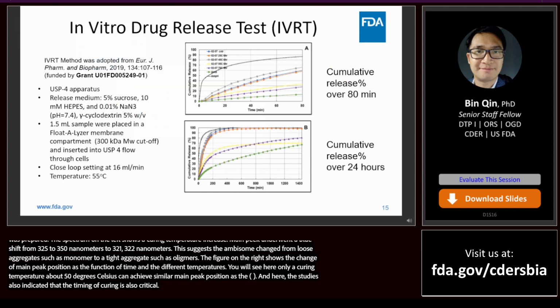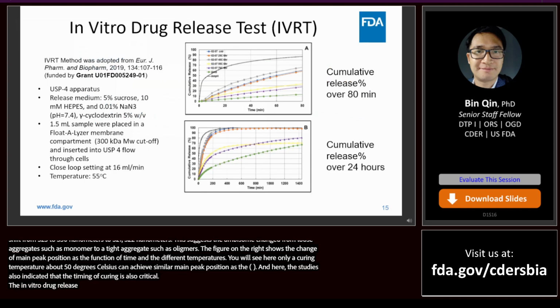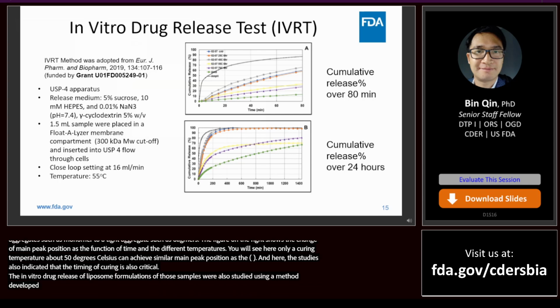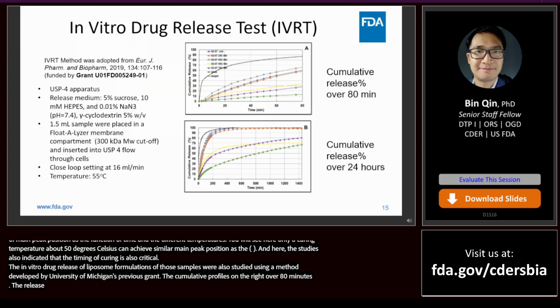The in vitro drug release of liposome formulations of those samples were also studied using a method developed by the University of Michigan in a previous grant. The cumulative drug release profiles over the first 80 minutes and over 25 hours are presented on the right. The release profile of Emulsion is in the blue color, and the uncured control sample is in the gray color.